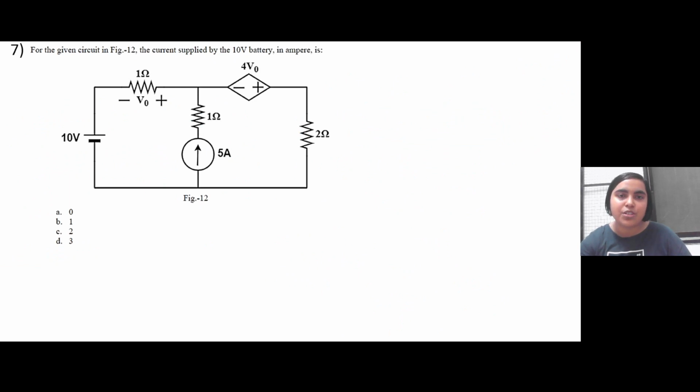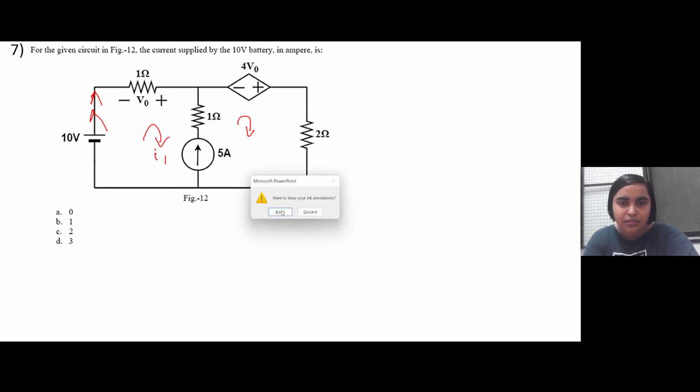In the seventh question, you have to calculate the current supplied by the 10-volt battery. So the 10-volt battery is here. You have to find the branch current here. You can use mesh analysis, assume two currents, and then solve for I1 and I2. Whatever this I1 current is will be flowing through this branch. So if you solve for I1, you can get the correct option. You guys solve this one out. If you face any problem, we can discuss in the next interaction session. Until then, we can stop here.